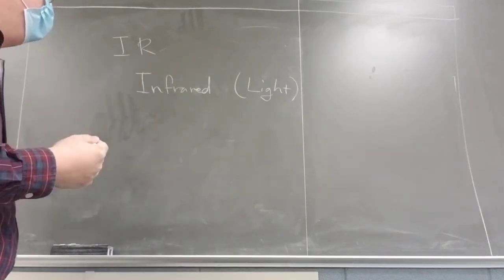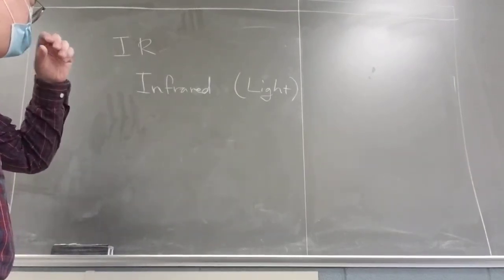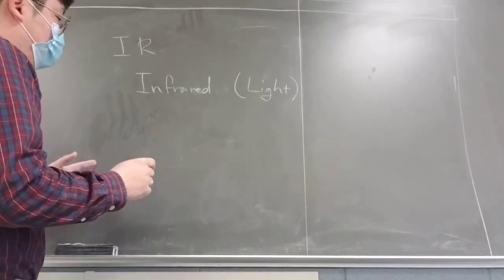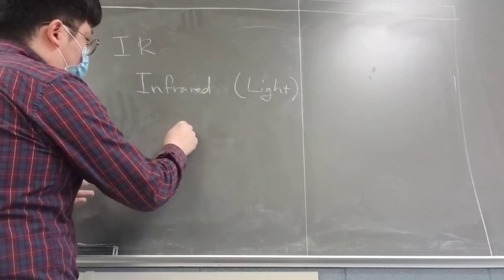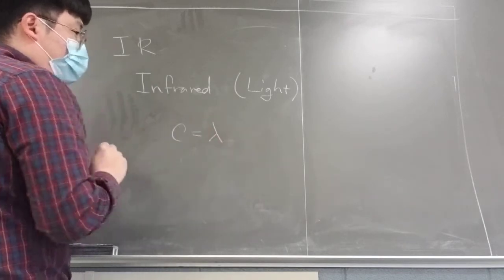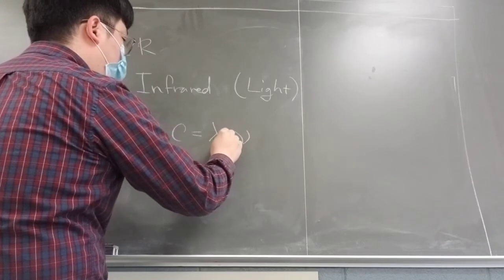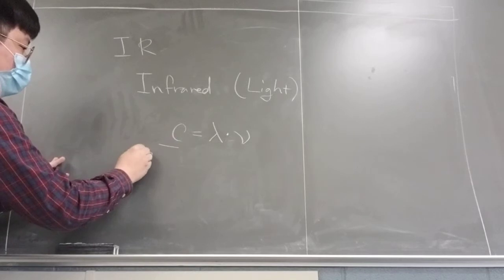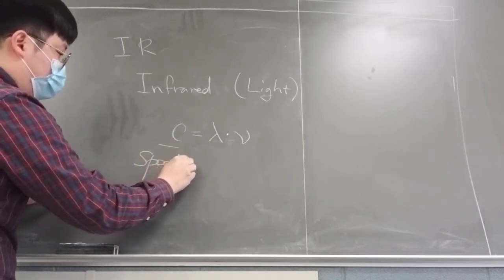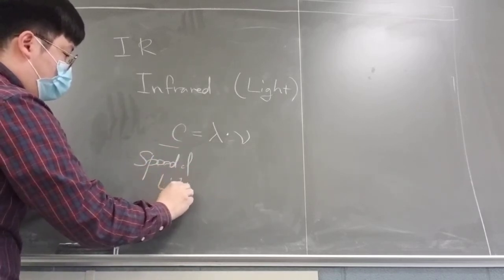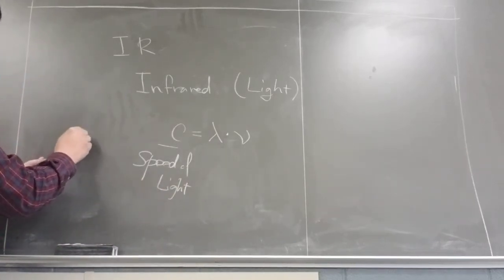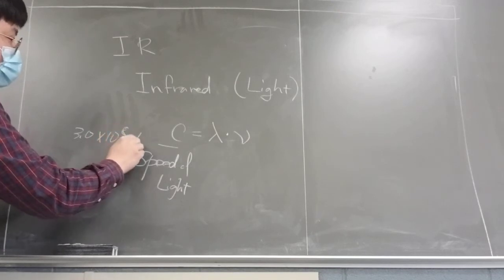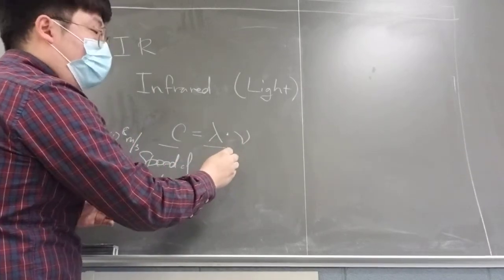Okay. So before I get to IR spectroscopy, there's a couple of things that I need to tell you. Whenever you look at light, this is a quick review from General Chemistry 1 and 2. You have seen this type of equation many times, because this is the speed of light. The speed of light in vacuum is about 3.0 times 10 to the 8 meters per second. This lambda means wavelength.